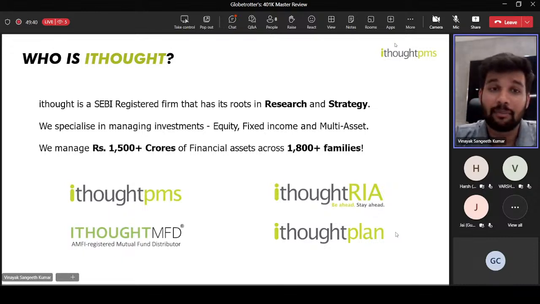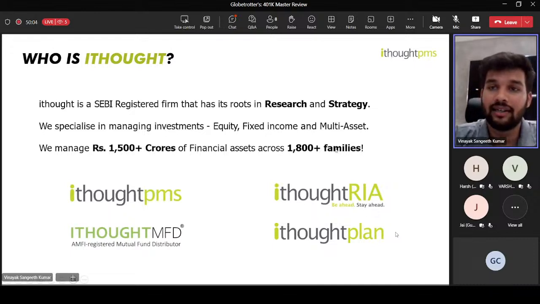So, ithought is a SEBI registered firm. We have deep roots in research and strategy. We specialize in managing investments, equity, fixed income, and multi-asset. Approximately right now, we closely manage around 1,500 plus crores of financial assets, about 1,500 plus families. So our main job role is to manage wealth and create wealth for our clients.